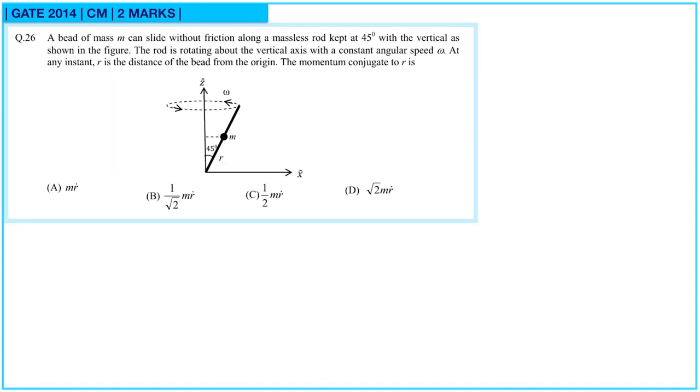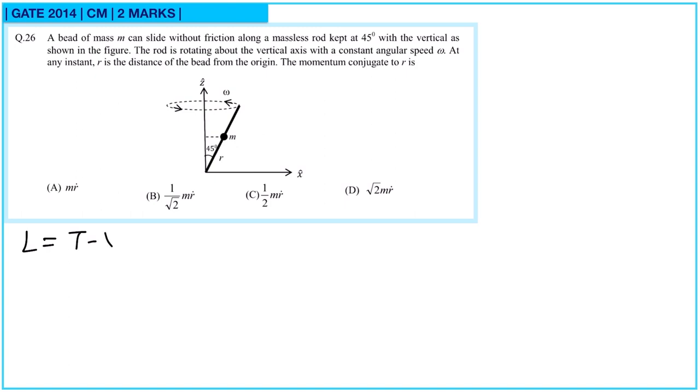Next question. A bead of mass m can slide without friction along the massless rod kept at 45 degrees with the vertical as shown in the figure. The rod is rotating about the vertical axis with a constant angular speed omega. At any instant, r is the distance of the bead from the origin. The momentum conjugate to r is. Before that, we have to write down the corresponding Lagrangian.